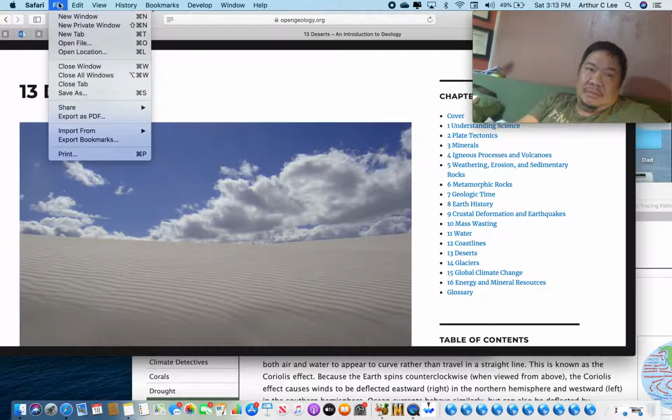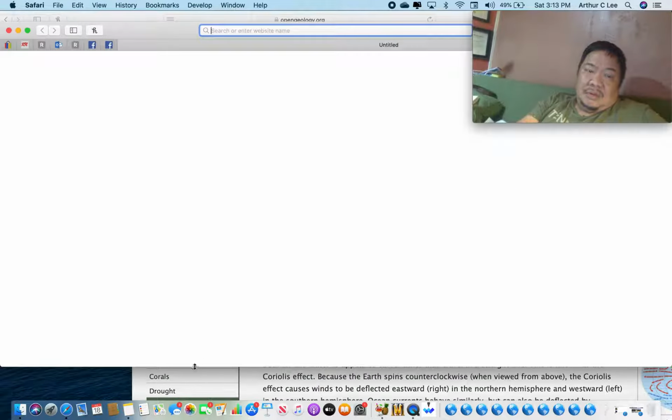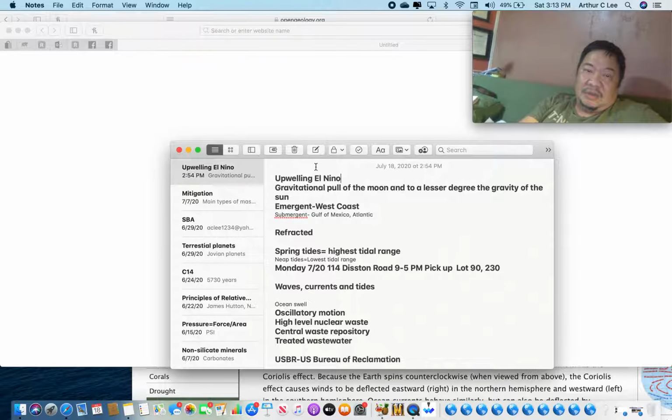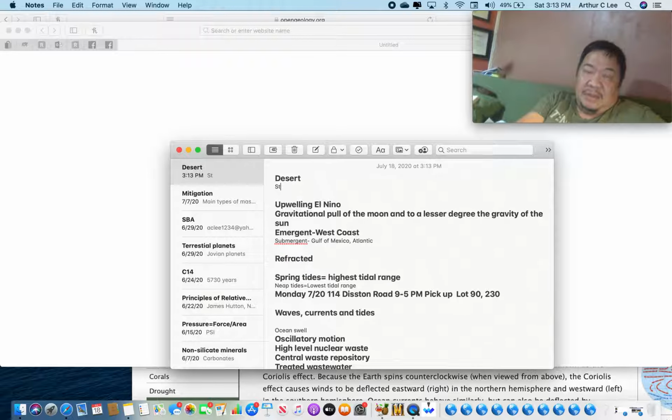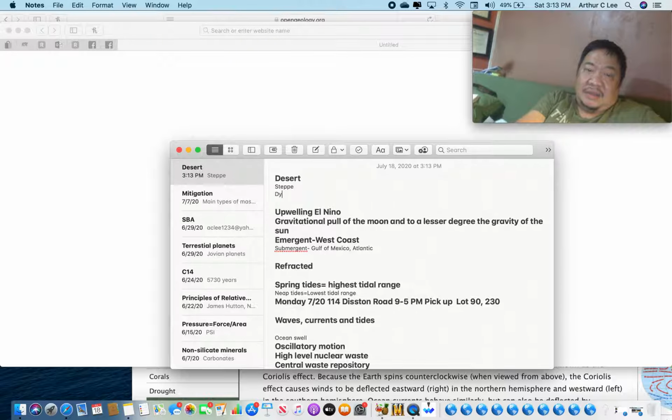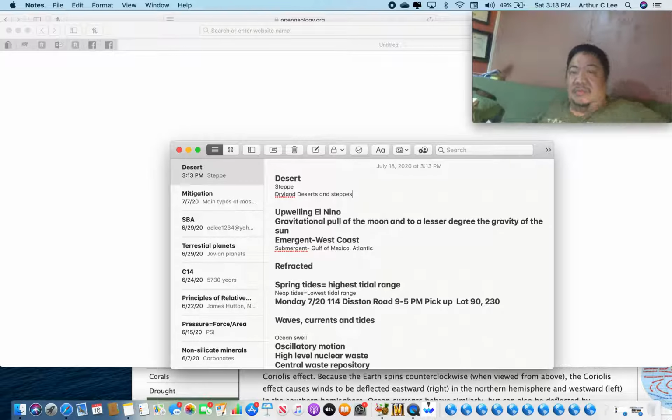But what's the difference between a desert, a steppe, and a dry land then? Well, dry lands include your deserts and your steppes. Deserts only cover up 10% of the Earth's surface, but drylands cover 30% of the Earth's surface. So 20% of the Earth's surface is covered by steppes. What are steppes?